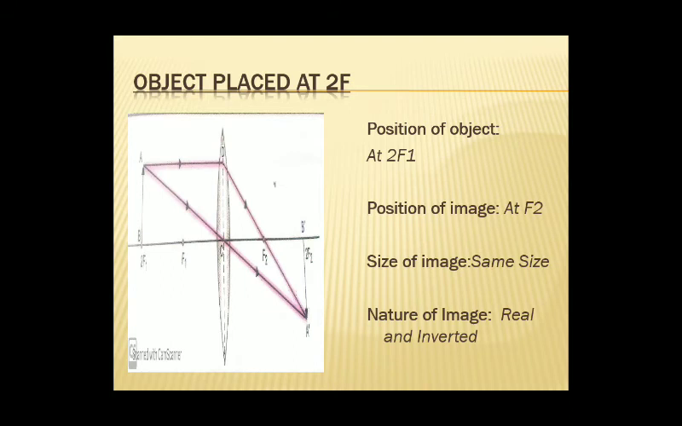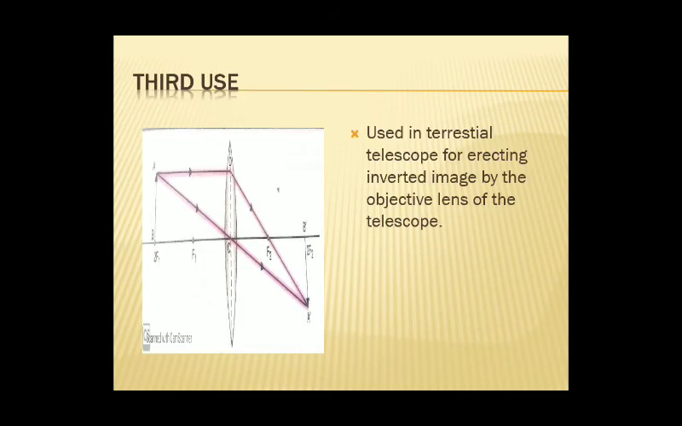Third ray diagram, when the object is placed at 2f. In that particular case, again rule 1, parallel, then passing through focus on the other side, and rule 3, passing through the optical center and going straight. Both intersect at 2f2. By mistake here I have written f2, but it is 2f2, right? If you draw this ray diagram, you will see that both the sizes are the same, and the nature is obviously real and inverted. Here a terrestrial telescope is used for erecting the inverted image by the objective lens of the telescope.